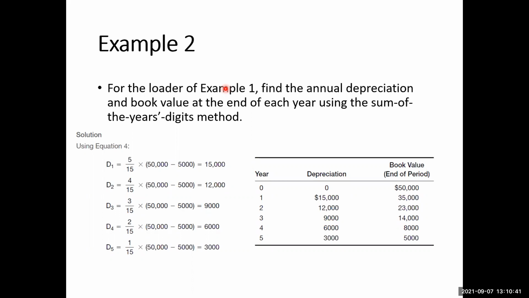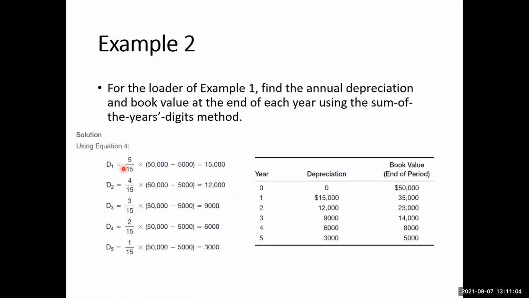Summation of all numbers before 5: 1, 2, 3, 4, 5. Yes. So if we are using a 5 year life, then we will use 15. That will be 1 plus 2 plus 3 plus 4 plus 5. Similarly, if we are using 7 years, it will be 1 plus 2 plus 3 plus 4 plus 5 plus 6 plus 7. Okay, in this way we will go.